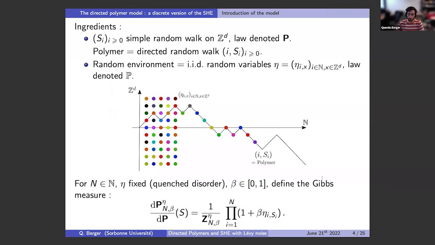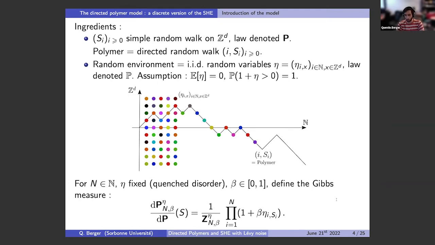So you want to understand this kind of property. Here I want the weight to be non-negative, so I will assume that eta is always larger than -1, so the weight is always non-negative, and I will assume that the eta are centered. Otherwise you can just factor the expectation out, and it doesn't change much the polymer measure. It's just a technical assumption. So that's the measure you want to study.